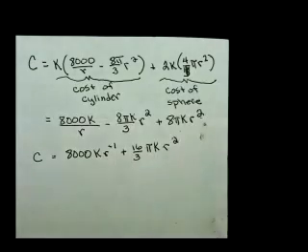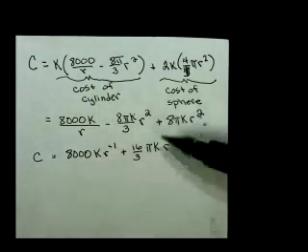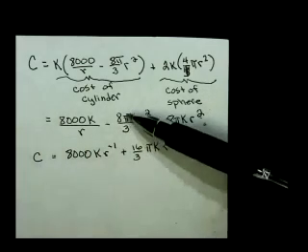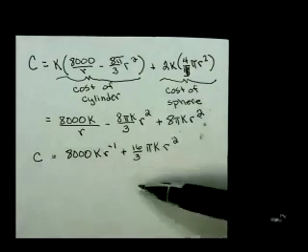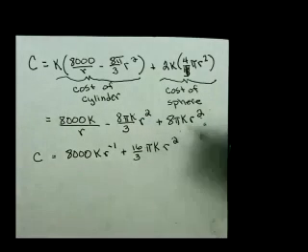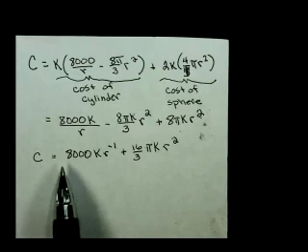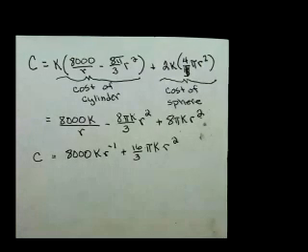Let me double check that. 8 is 24 thirds. 24 minus 8 is 16. It would be positive 16 thirds pi K r squared. And I wrote that first term as 8,000 K r to the negative 1 just so I didn't have to use the quotient rule.